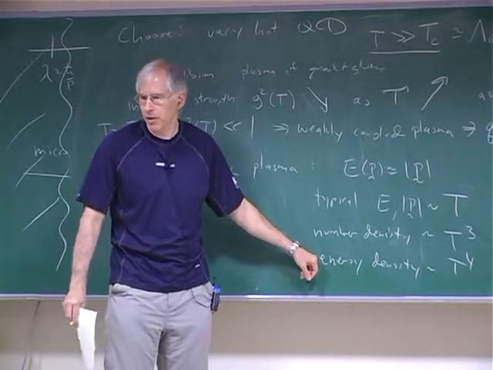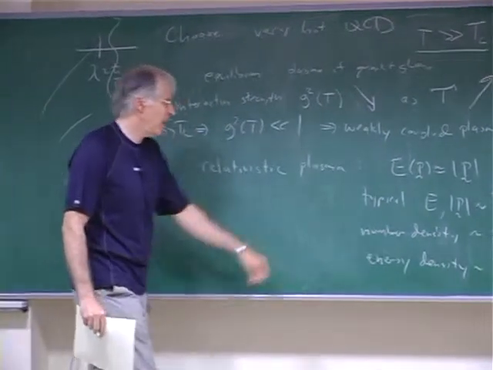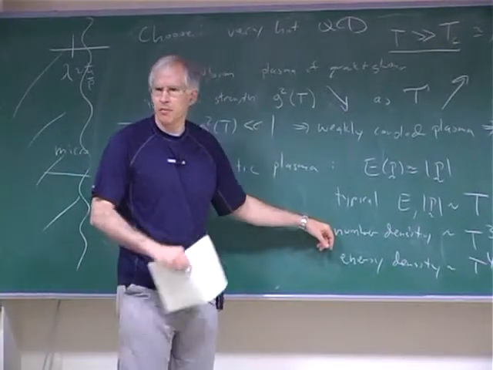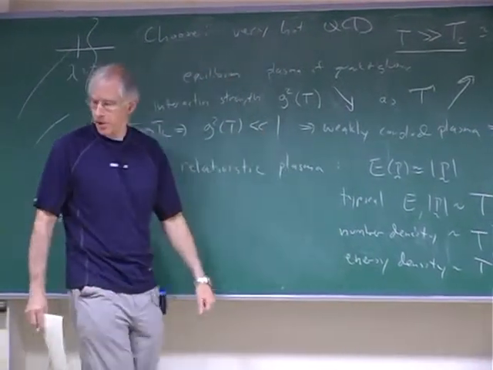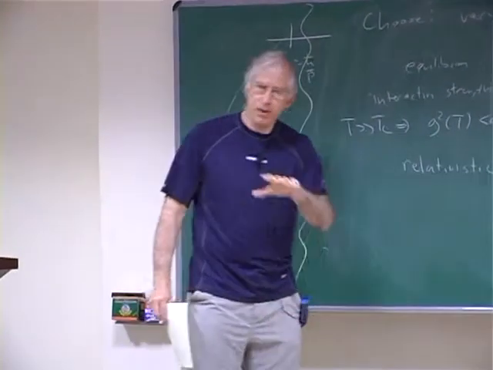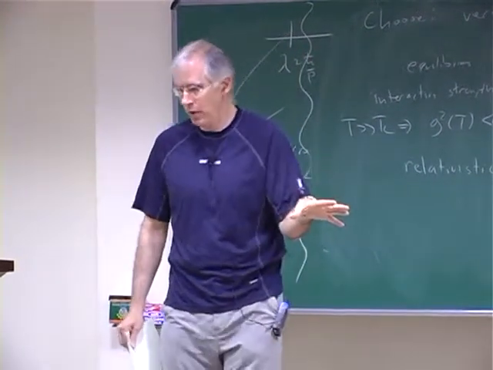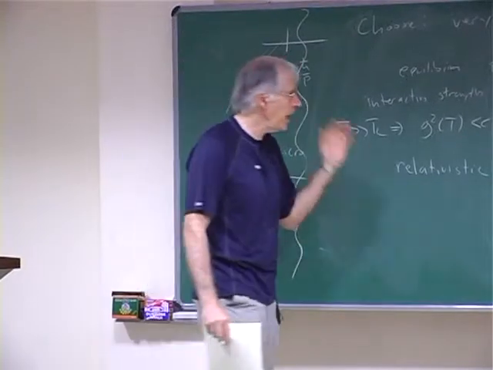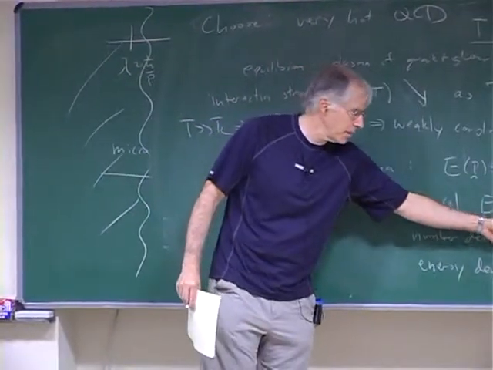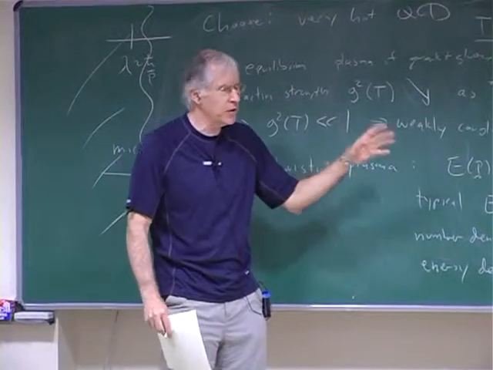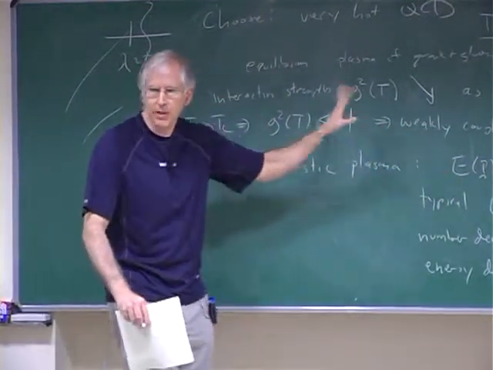They're just a chemical potential equals zero. I didn't talk about chemical potentials of the quarks either. For simplicity, assume their chemical potentials are zero. That means you have the same number of quarks and antiquarks. But in all cases, their number density scales like T cubed. I'm ignoring factors of threes and eights and pi's, all of that stuff.